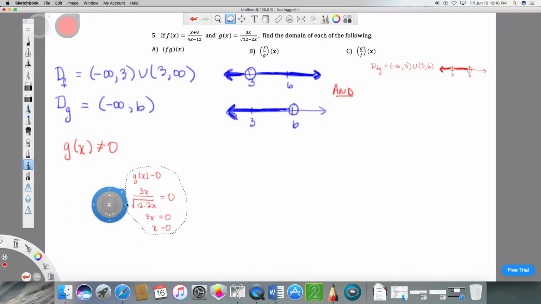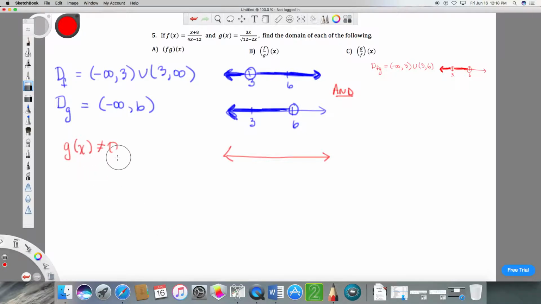So in order to avoid g of x from being 0, we must avoid x from being 0. So over here, if we sketch that, the entire set that avoids g of x equals 0 is the set of all real numbers excluding 0, and 0 is to the left of 3. So I'm going to go ahead and put in 3 and 6 on this number line. And it's all real numbers excluding the value that caused division by 0.